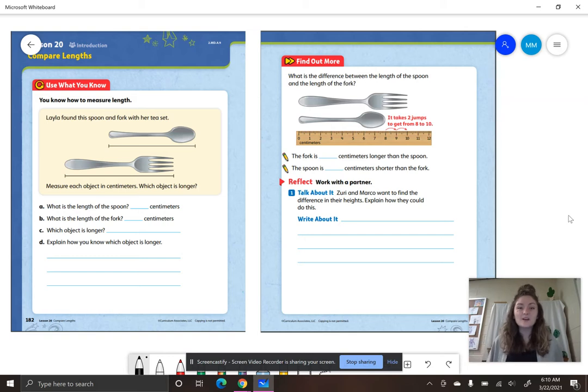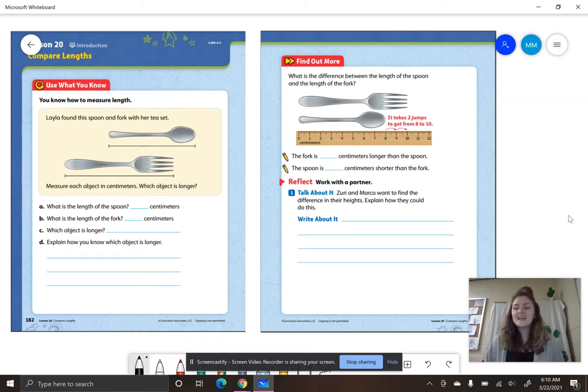So this week, we are going to be using the knowledge that we have gained from understanding units of measurement to compare lengths of different objects. So we are going to be using measuring tools to compare the lengths of 2 or more objects. What that means is we're going to be comparing to see which object is longer than the other, which object is shorter than the other, which one is the longest or the shortest when comparing more than 2. So let's go ahead and get started with page 182.